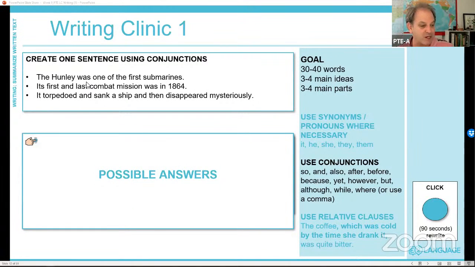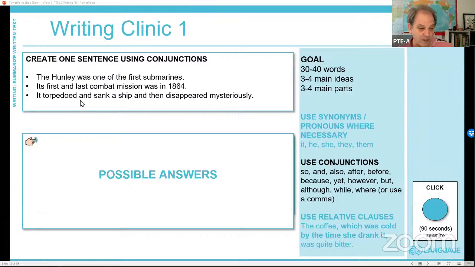So we've got 3 sentences here. We can tell it's a sentence because it's got a subject, a verb, and a full stop at the end. I want you to use the information that you can and join those 3 sentences together to make a single sentence that makes sense, of 3 to 4 parts, and we'll talk about relative clauses in a moment.